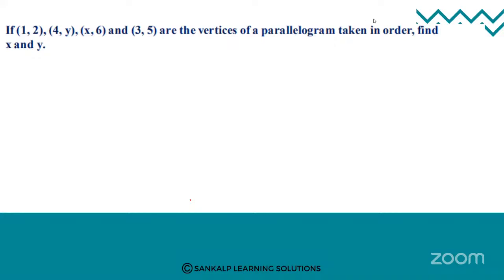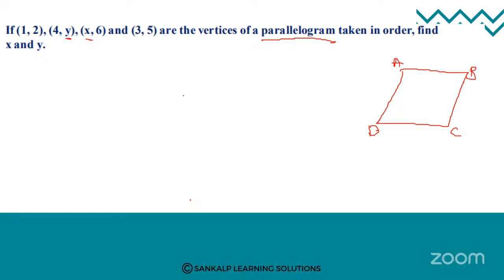Here they have given the parallelogram. So these all are the vertices of a parallelogram. So this is a parallelogram. This is A, this is B, C and D. Coordinates of A, B, C, D they have given. Right? Okay. What they have asked, find x and y. Where is x? X is here and y is here.